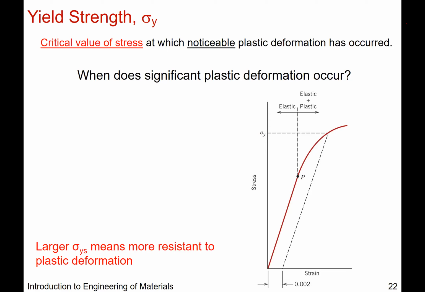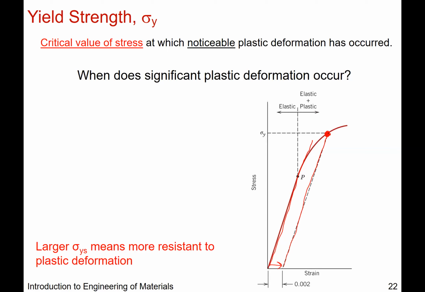Okay, so what does that mean? This means in your strain, on the x-axis, you go over 0.002 if it's reported in fractions, or 0.2% if it's reported in percent change. And you draw a line with a slope that is the same slope as this region right here. And where it intercepts your stress strain curve is the yield strength. That is the definition of yield strength.